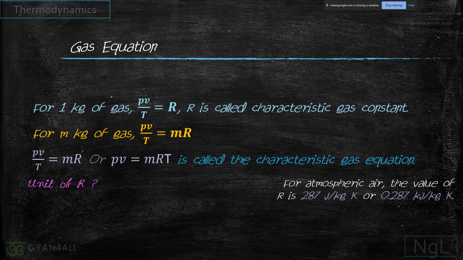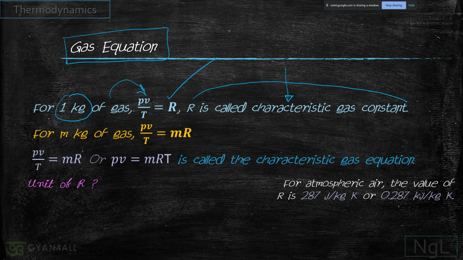Now, the gas equation. We have already discussed Boyle's Law, Joule's Law, and the combination of Boyle's Law and Charles's Law. Considering the general combined gas law, if we consider the mass as 1 kg, then the gas law is PV upon T is equal to R. This R is a constant, called the characteristic gas constant. This term is very important. What does the word characteristic mean? It says about the character of a gas. That means the value of R is different for different gases.